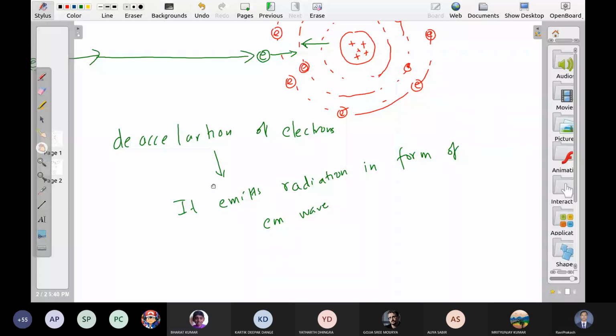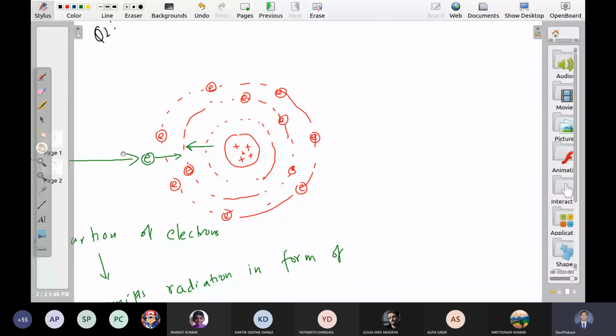Okay. Sir. You may ask what happens to these electrons. जो electrons atoms में move कर रहे हैं, ये भी तो accelerate कर रहे हैं. Speed is not changing, but their velocity is changing, right? Yes, sir. So what happens to it?